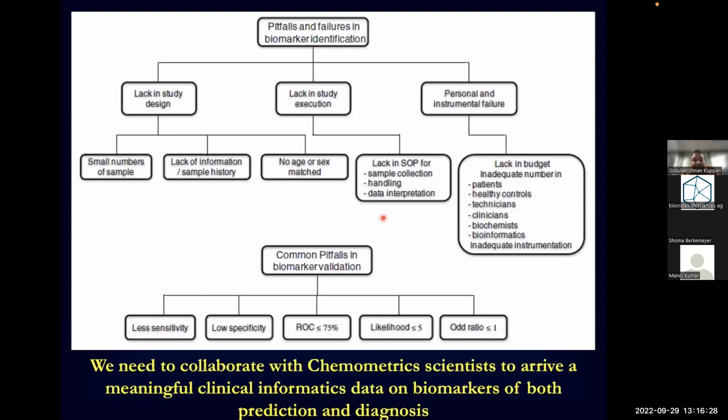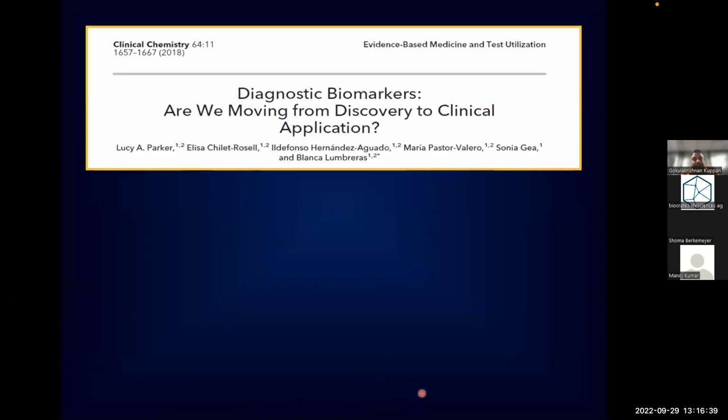So for this, we need to collaborate with chemometric scientists to arrive at meaningful clinical informatics data on biomarkers, for both prediction and diagnosis aspects. Again, if you look at Clinical Chemistry, published 2 years ago, not very recent, they clearly showed, regarding diagnostic biomarkers, are we moving from discovery to clinical application?